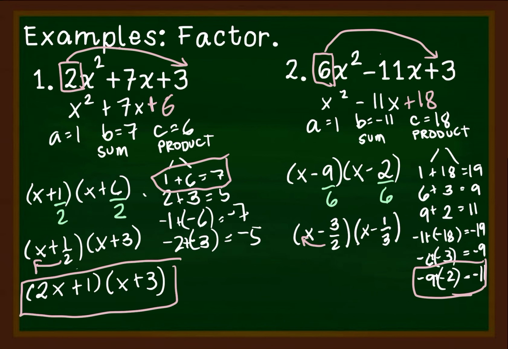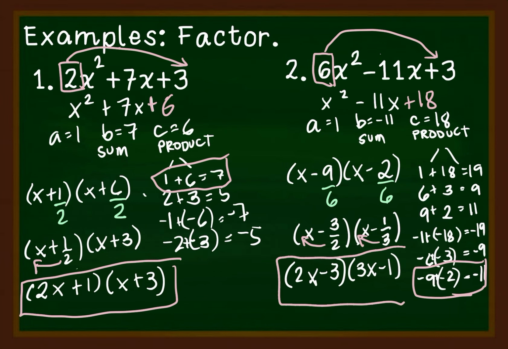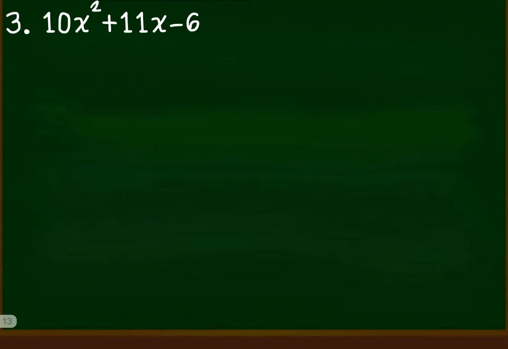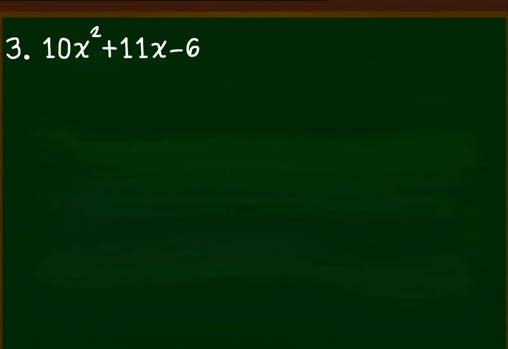Okay, dahil pareho may denominator, pareho tayong may slide. So, this is now 2x minus 3 and 3x minus 1. So, we have our factors. And finally, we have 10x squared plus 11x minus 6.